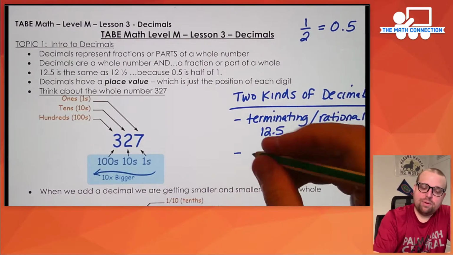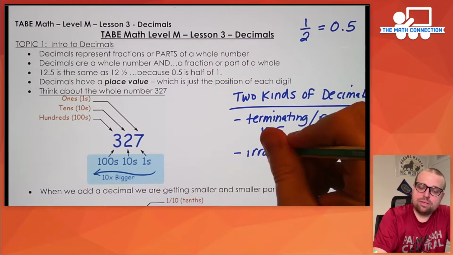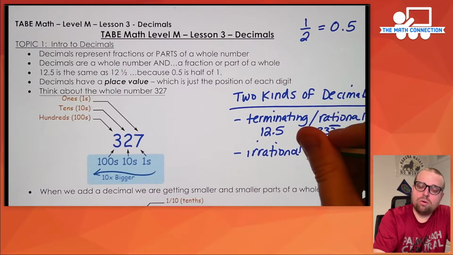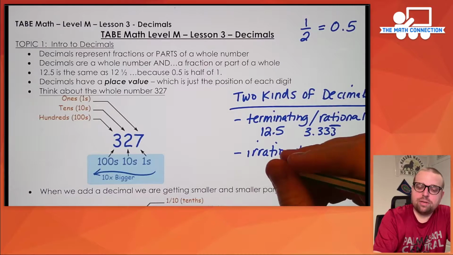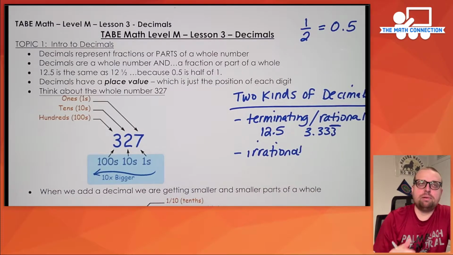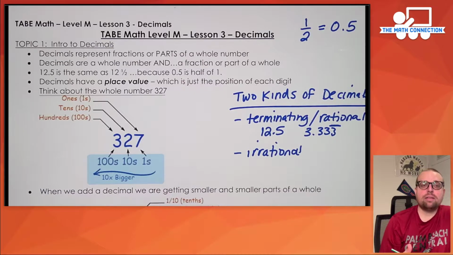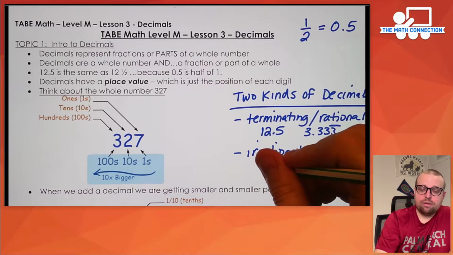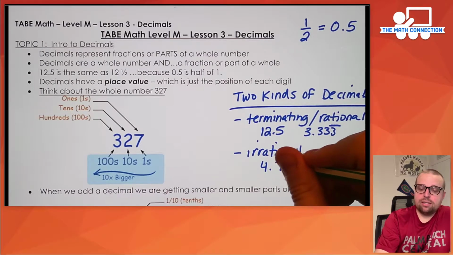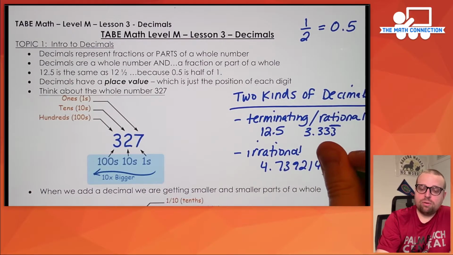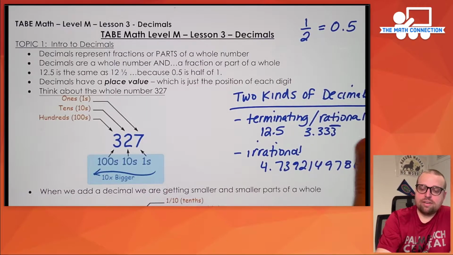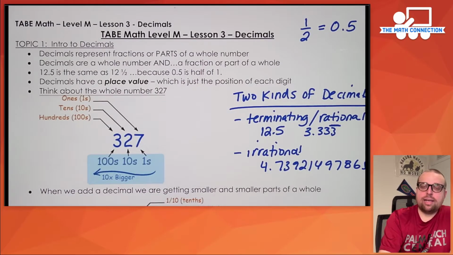The other type you could have would be an irrational one, or one that is non-terminating. The most obvious characteristic of this would be when you have just some random mishmash of numbers that really don't make any sense, like 4.739214978865 dot dot dot. It just keeps going on forever, and it's a bunch of random numbers.